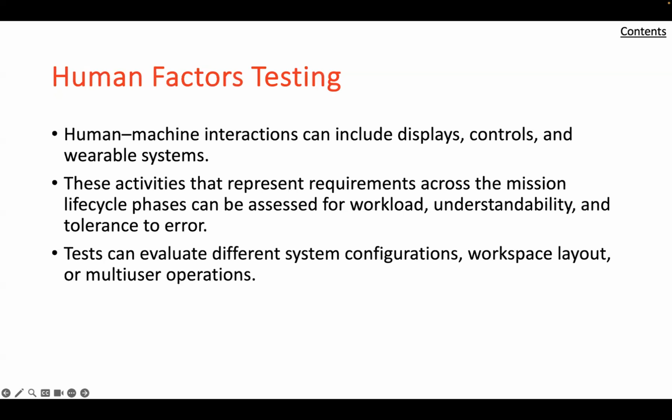In terms of the human factors testing at the system testing level, the human-machine interactions can include displays, controls, and wearable systems. These activities that represent requirements across the mission lifecycle can be assessed for workload, understandability, and tolerance to error. And tests can evaluate different system configurations, workspace layouts, or multi-user operation. There are a lot more details in the textbook for this, but to give yet one more perspective we need to be thinking about in system tests, I wanted to include that.